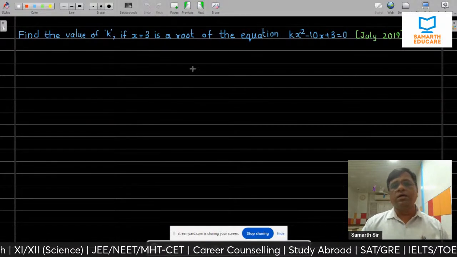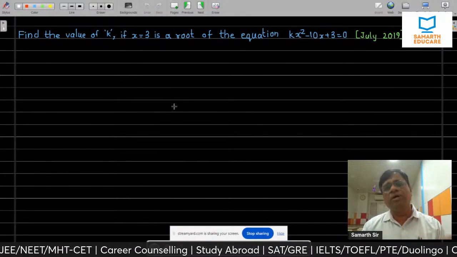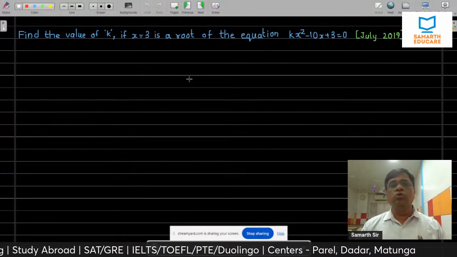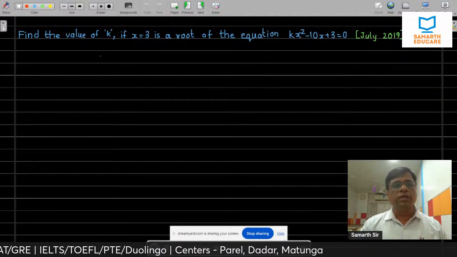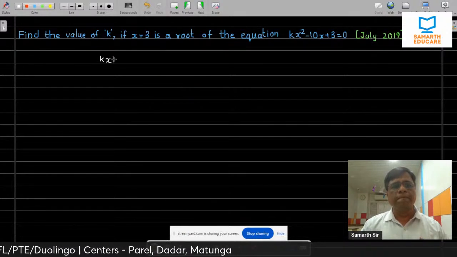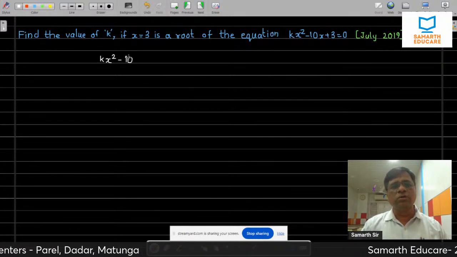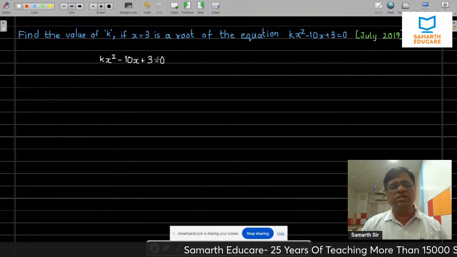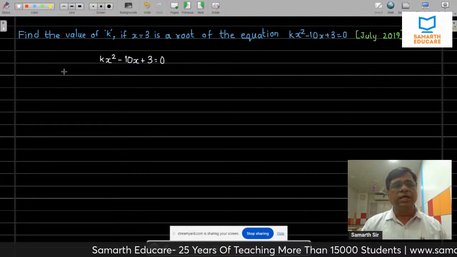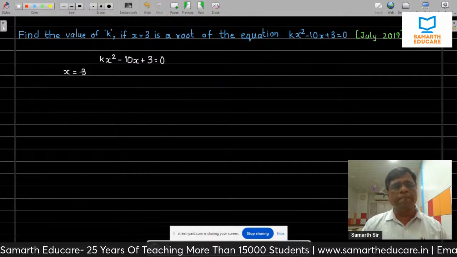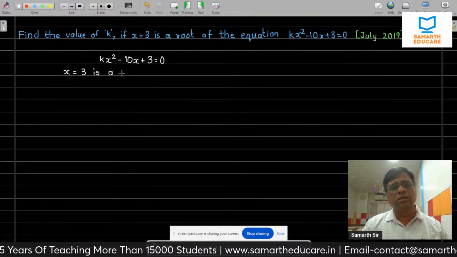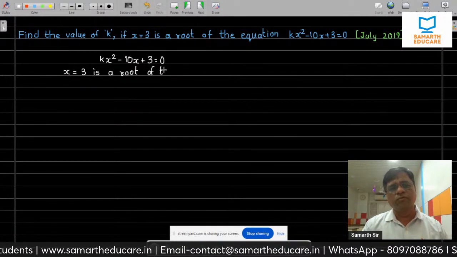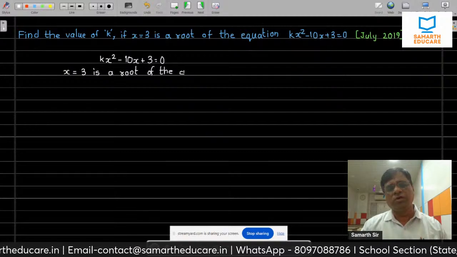ऑलराइट, once again a similar type of question but कुछ अलग तरीके से पूछे. Find the value of k if x is equal to 3 is a root of the quadratic equation kx square. Now he says it is a root. ये पूछ नहीं रहे, ये बता रहे हैं. Right? In the previous case, it was asked. Now, he says x is equal to 3 is a root, one of the roots of the given equation.